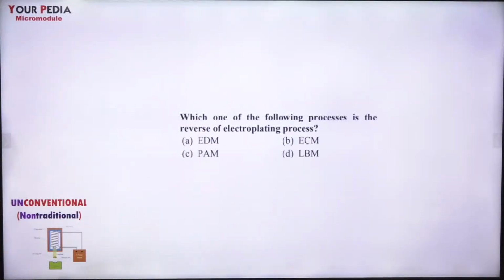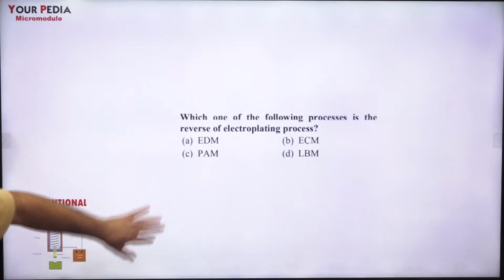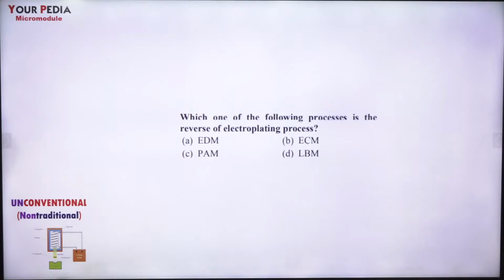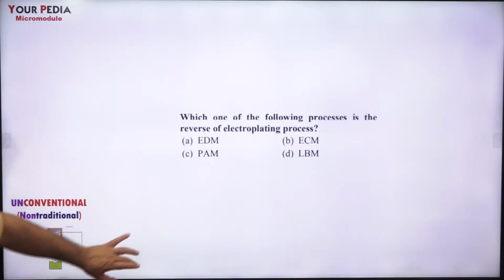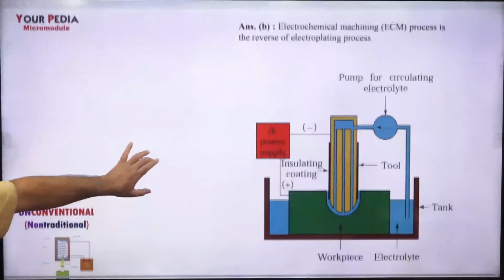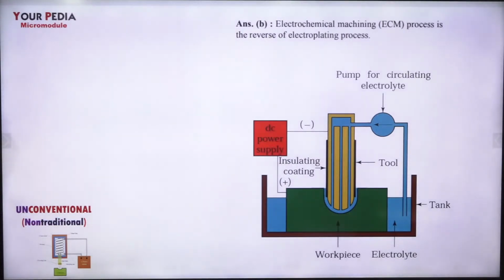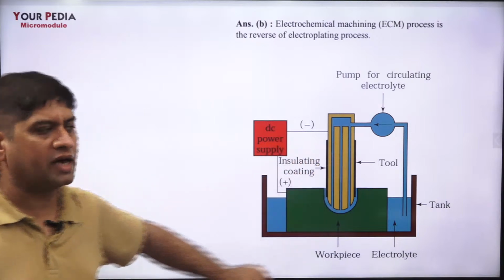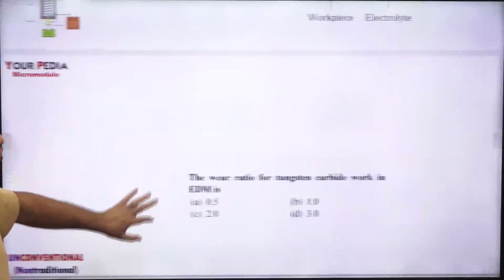Okay, which of the following processes is the reverse of the electroplating process? So that also is known to you. Electrochemical machining is opposite of electroplating process. In this particular process, we have the tool which is negative, cathode, and the workpiece which is anode, and a pump is there to circulate electrolyte. As I told you, there is a very small gap, and this is what is used.